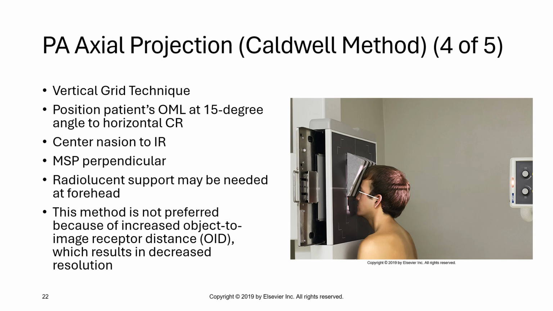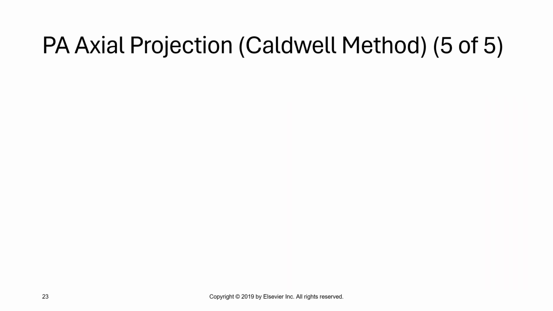Nasion centered to the IR, mid-sagittal plane perpendicular, both front and back, no rotation. Radiolucent support may be needed at the forehead. That's just so they don't waver in the breeze. Method not preferred because of increased OID. So you get poorer visualization of the frontal sinuses in particular, because you have a gap between the frontal sinuses and the image receptor. That angled grid or cassette technique takes care of that.